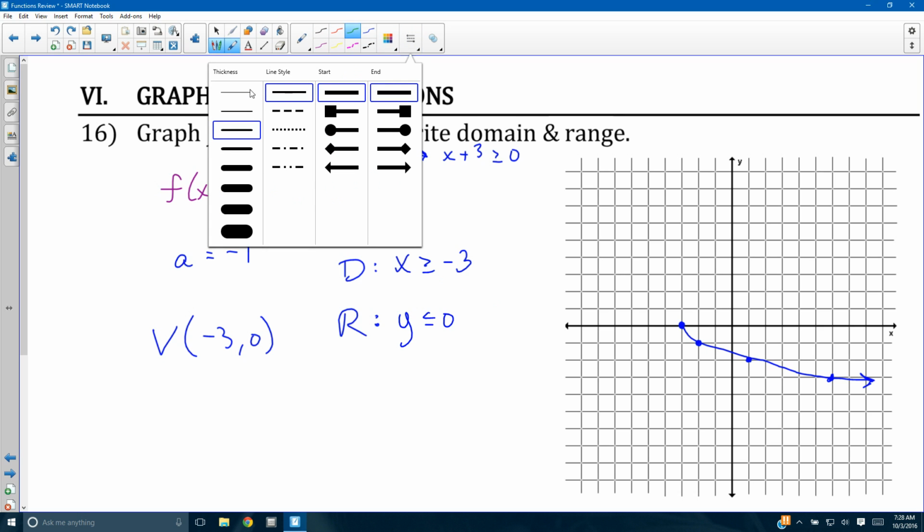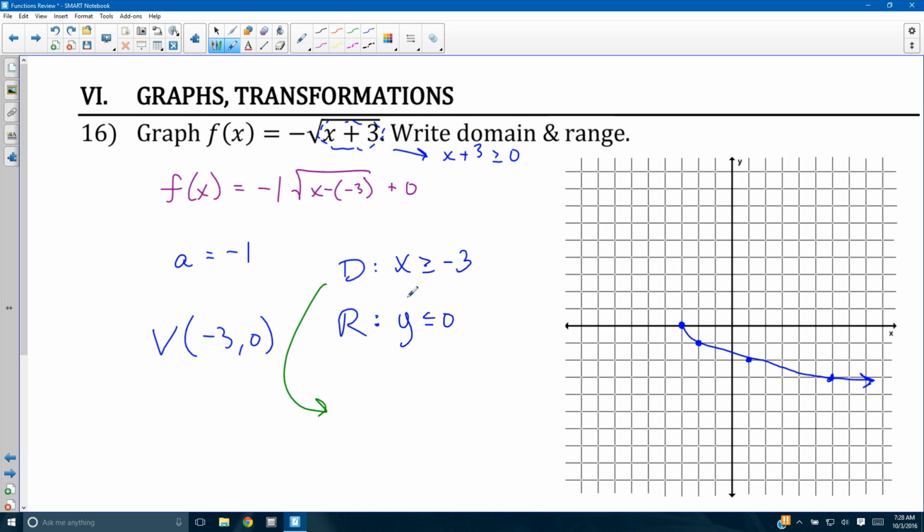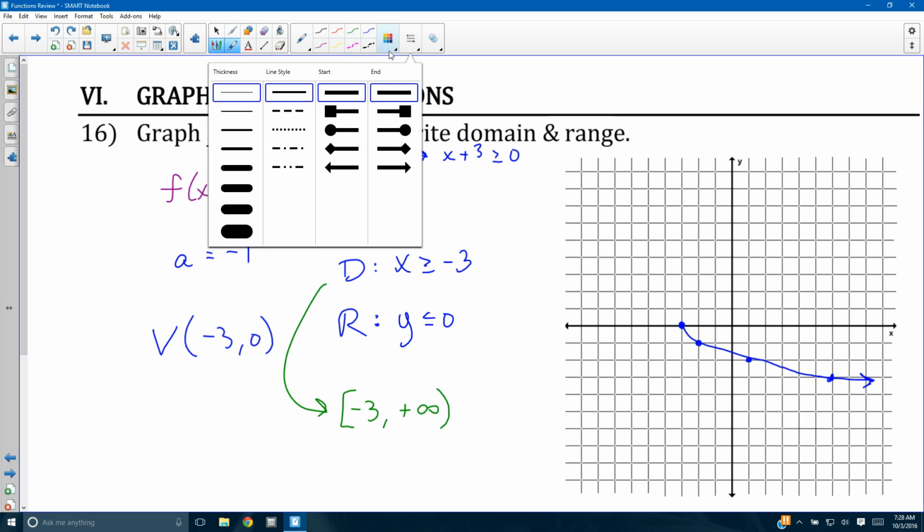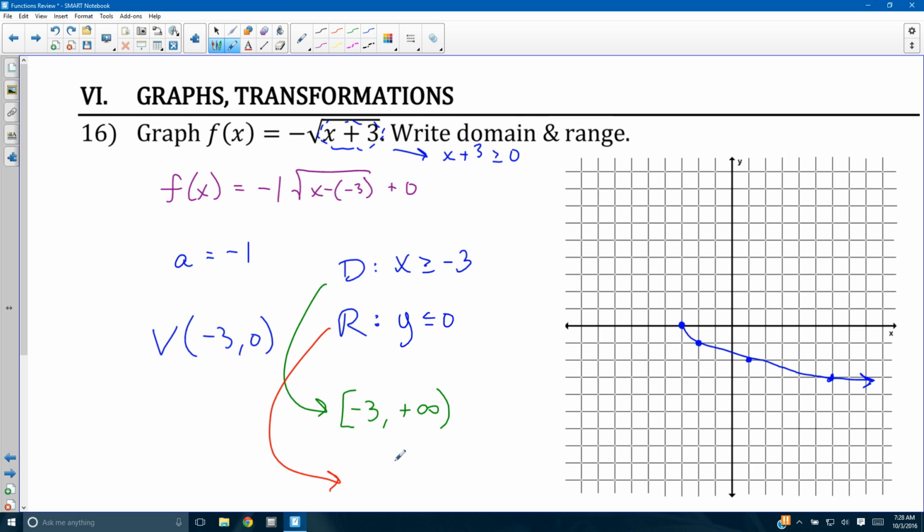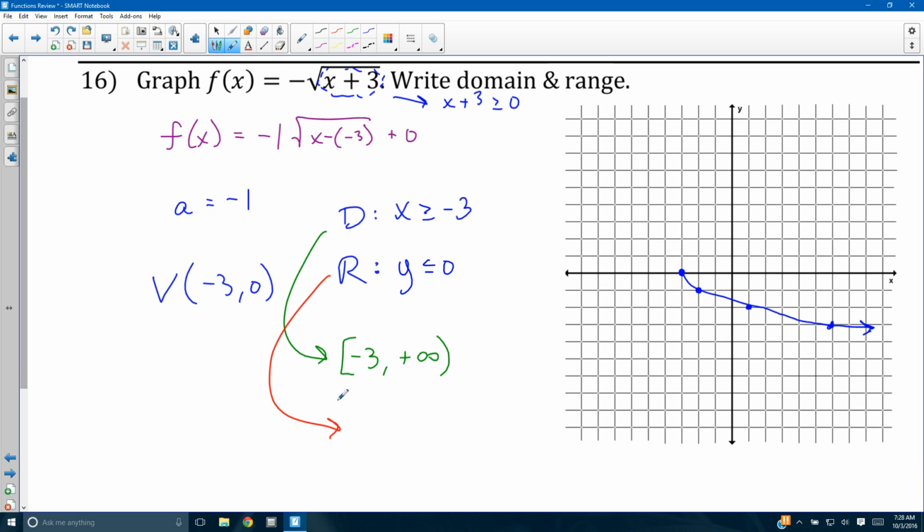In interval notation, for x greater than or equal to negative 3, its leftmost bound is negative 3 and goes up to positive infinity. Range here, your y values can go from 0 or down below. So it goes from negative infinity all the way up to 0, including 0 right there.